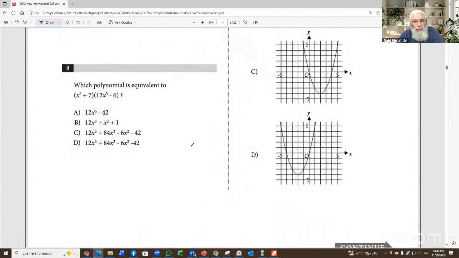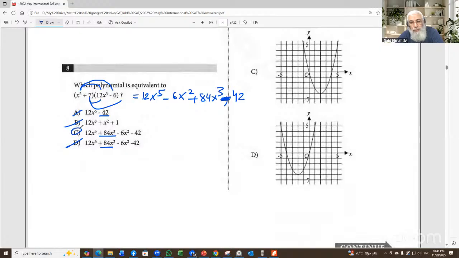Question number 8. Which polynomial is equivalent to this? So we multiply x squared by 12, which is 12x power 5. X squared multiplied by negative 6x squared. 7 multiplied by 12 is 84x power 3. And 7 multiplied by negative 6 is negative 42. So we have negative 42. This is incorrect. And positive 84, this is correct. So this one is incorrect. 84x cubed and minus 6x squared and 12x power 5. So this is incorrect. So the solution is C.